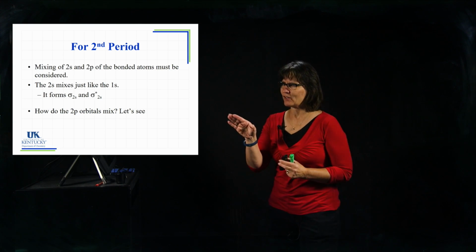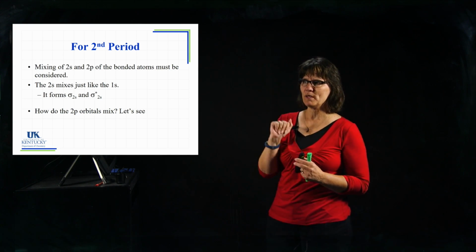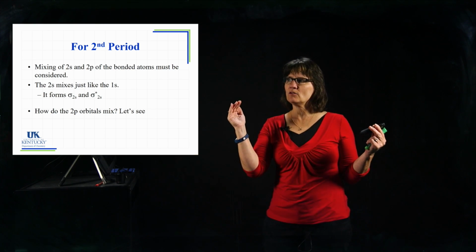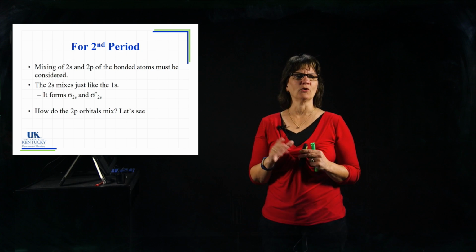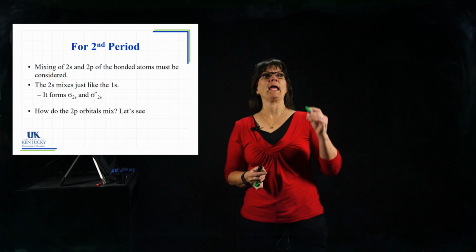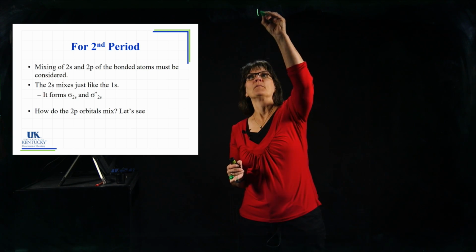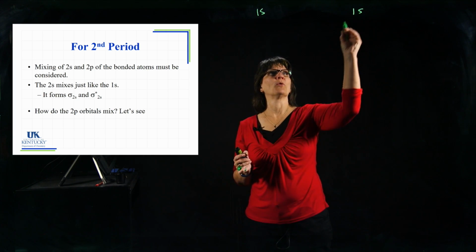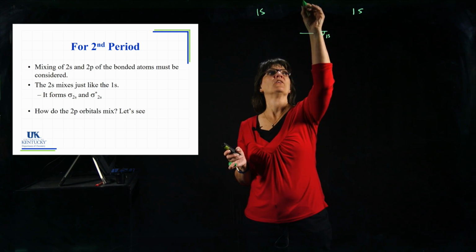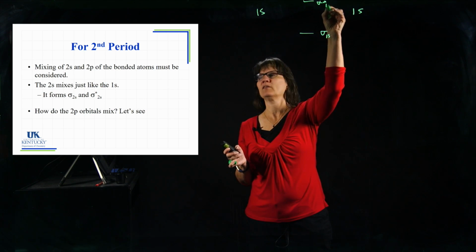So we've got to mix the 2s orbitals and the 2p orbitals of the individual atoms. Okay? When the 2s's mix, it's very, very similar to when 1s's mix. They're just bigger. Okay? So we knew that when a 1s orbital and a 1s orbital mixed, we ended up making the sigma 1s and the sigma star 1s. Let's see if that all shows up.